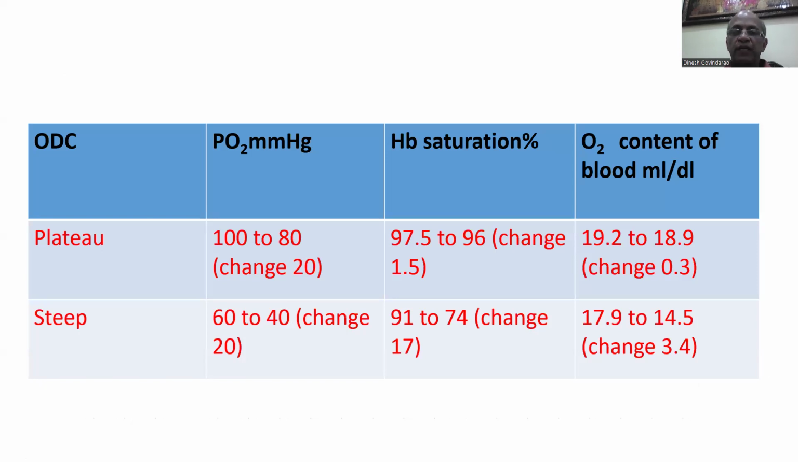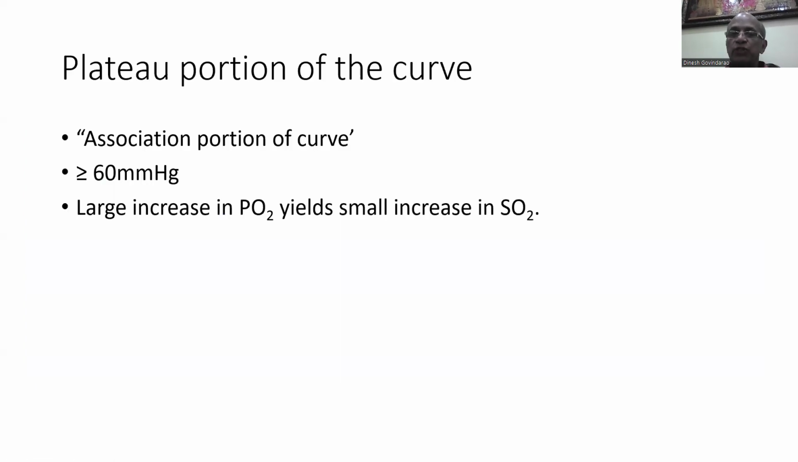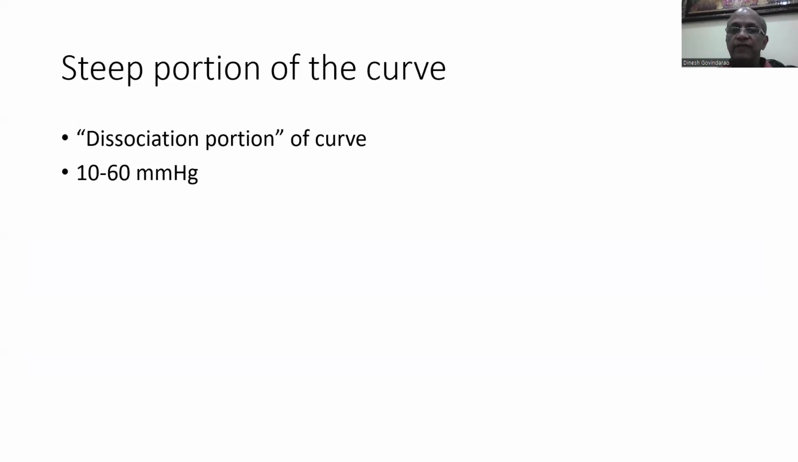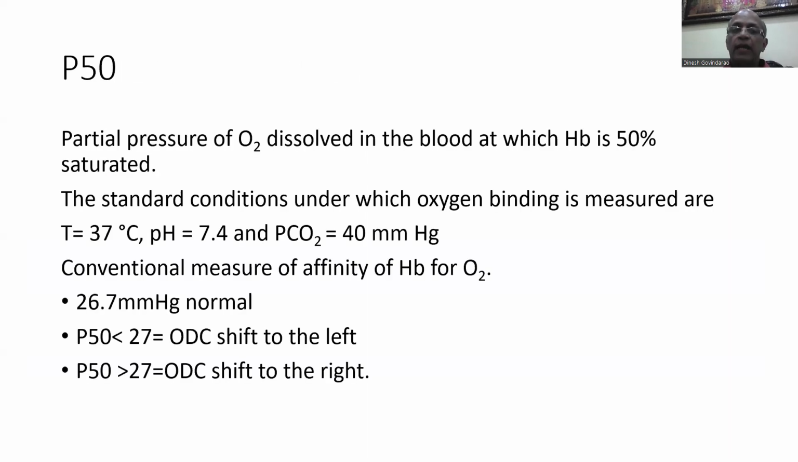In the plateau portion of the curve, for a small change of, say, 20 millimeters of mercury in the partial pressure, there is less change in hemoglobin saturation and less change in the oxygen content of the blood. But the same change of partial pressure from 60 to 40 millimeters of mercury in the steep portion of the curve causes a drastic change in hemoglobin saturation from 91 to 74, and the oxygen content drops by almost 3.4 ml per deciliter. Hence, the plateau portion of the curve is called the association portion of the curve, and the steep portion of the curve is called the dissociation portion of the curve.